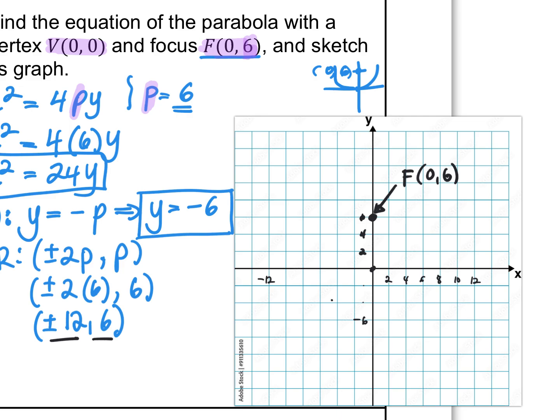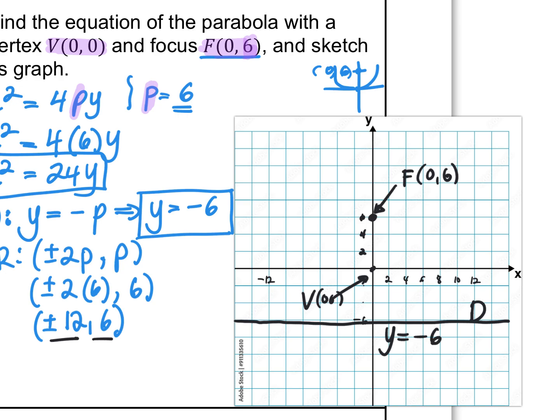Here's going to be our vertex. That's going to be our vertex at (0, 0). And y is equal to negative 6. This line now is going to be our directrix d, which has an equation y equals negative 6.